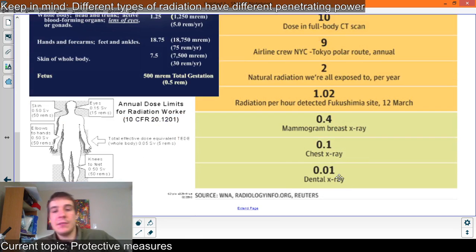Starting with a dental X-ray, I had one of these done recently, 0.01 millisieverts. Right, since we get 4 millisieverts a year, that's less than a day's worth of background exposure for a dental X-ray. A chest X-ray, 0.1 millisieverts. So we're getting up into maybe 5 or 6 days' worth of background exposure. A mammogram is about 0.4, so 4 times more than a chest X-ray.